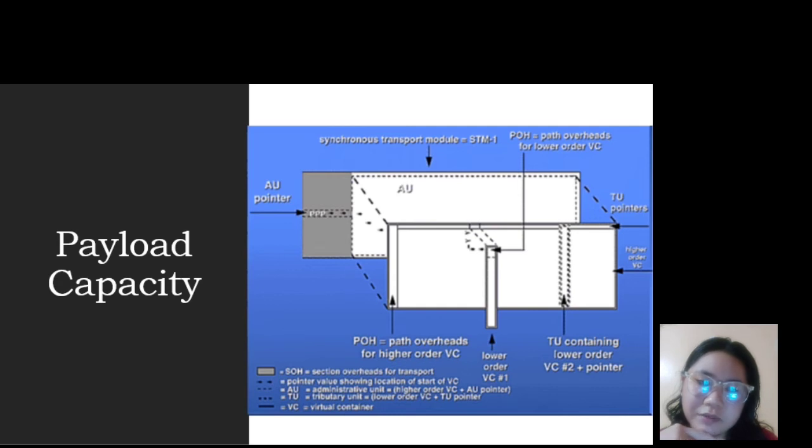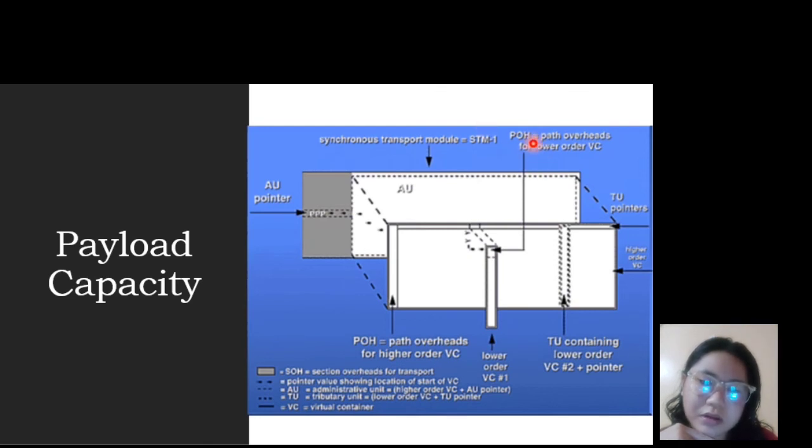So you can see in this diagram, we have here the path overhead for a higher order VC. This is where the administrative units go, and this is where the tributary units go. So this is an example of an STM1.